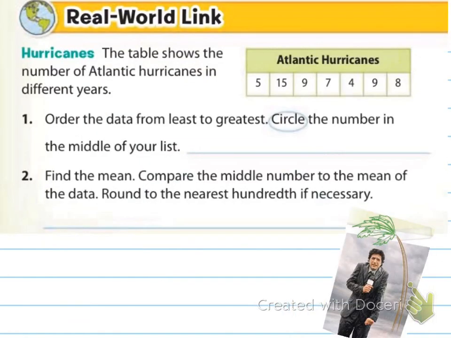Okay. All right. So real world link. The table shows the number of Atlantic hurricanes in different years. So we had 5, 15, 9, 7, 4, 9, and 8. It says to order the data from least to greatest and then circle the number in the middle of your list. To find the mean, you need to add them all up and then divide by how many there are. And I want you to compare the number in the middle that you're going to see in number 1 with the mean that you're going to find in number 2. So go ahead and pause the video now and do both 1 and 2.